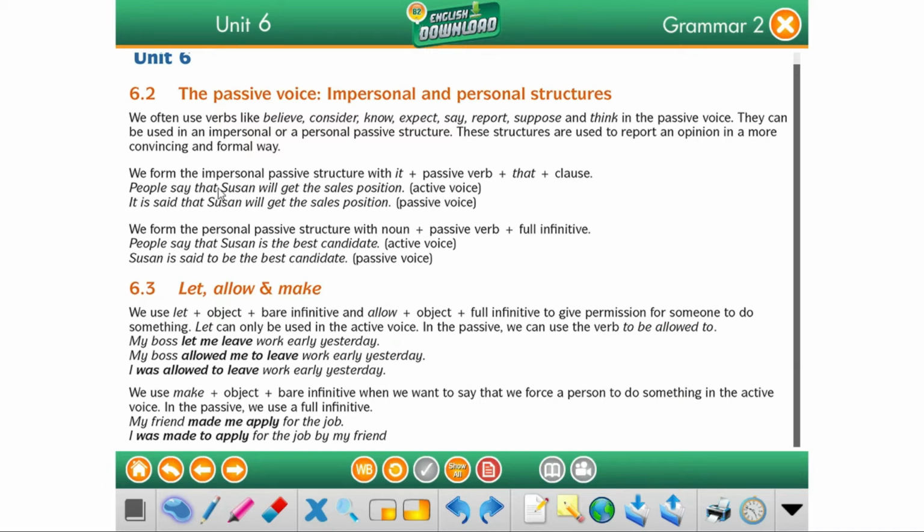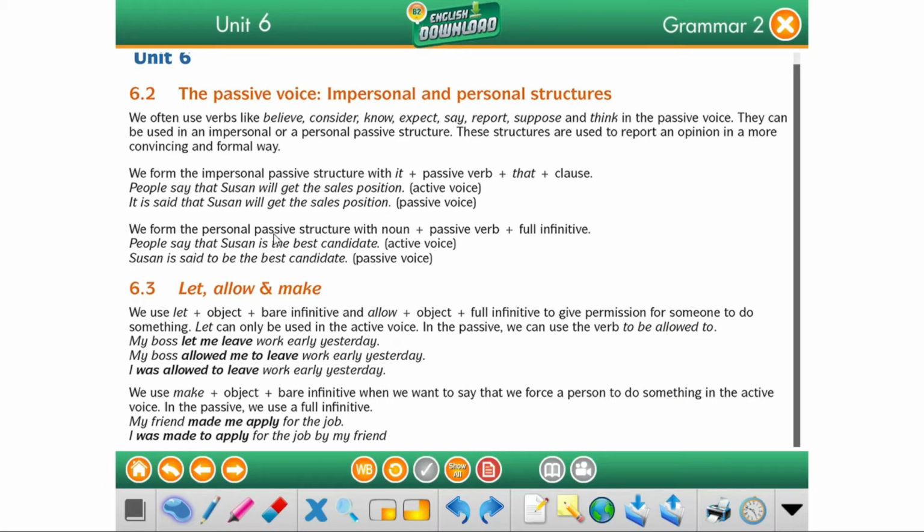We say, people say that Susan will get the sales position. In passive voice, as we said at the beginning, we start with it. We add the verb be: it is said, the verb in past participle. What's the verb? Say. People say: subject, verb. So I write my verb in past participle. It is said that, I add that, and the rest of the sentence: Susan will get the sales position.